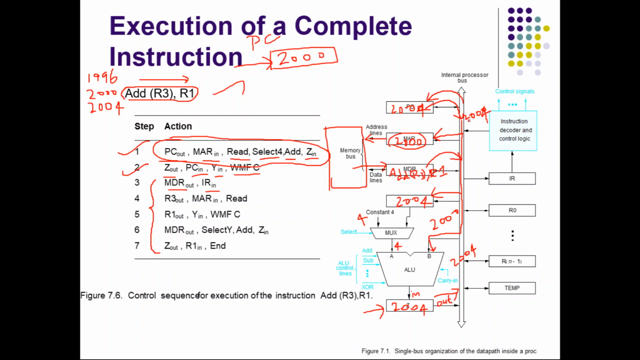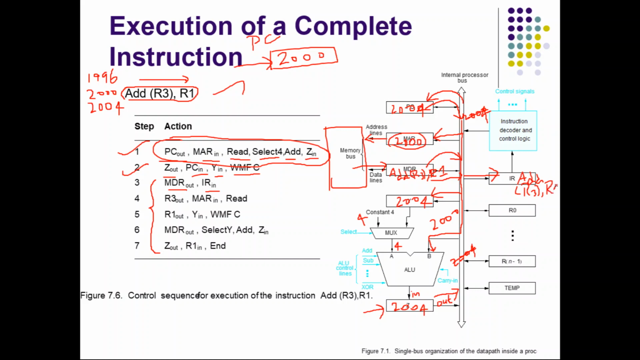Now the processor bus is not holding 2004. Now it is holding this instruction, add R3 comma R1. This instruction is in the processor bus. Now from here, with IR in, it will be transferred to IR. So now IR will be holding this instruction, add R3 comma R1. This instruction is now available in IR.